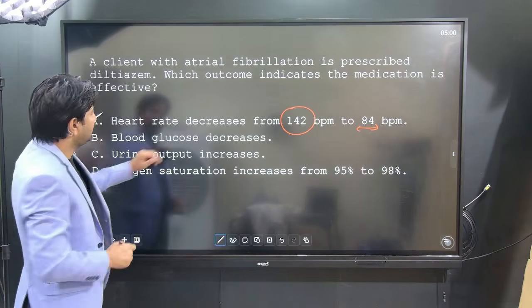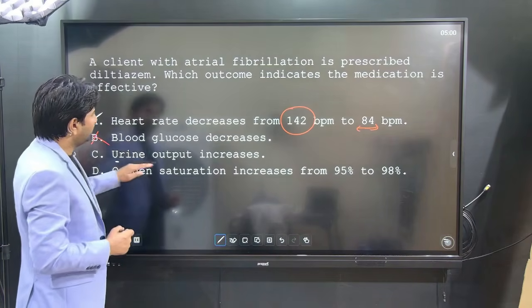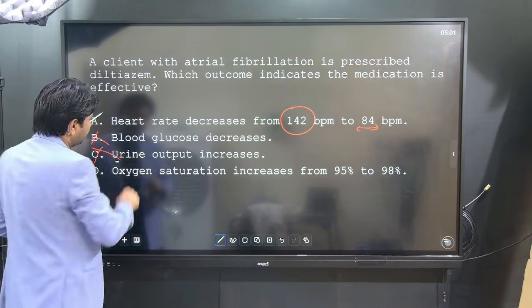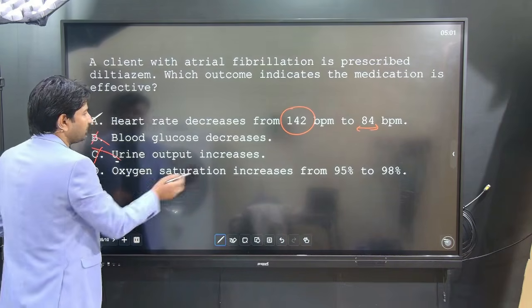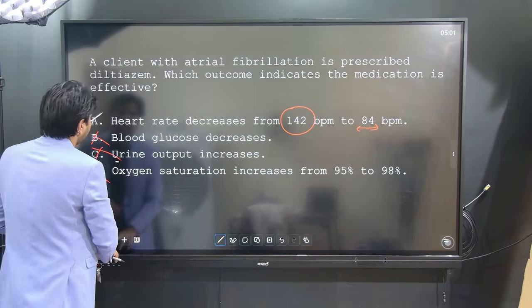Blood glucose decreases. This is not related. Urine output increases. This is not related. Oxygen saturation increases. This is also not related to Diltiazem.